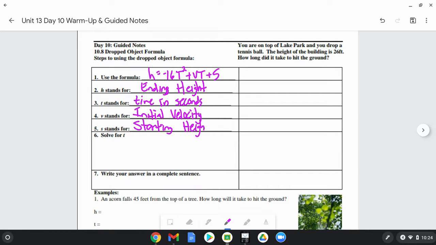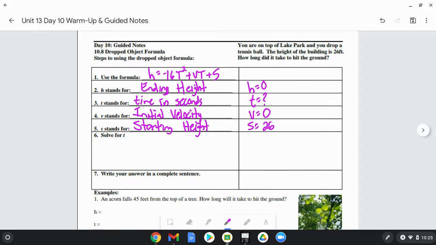So if we take a look at the example in the upper right corner here, it says you're on top of Lake Park and you drop a tennis ball. The height of the building is 26 feet. How long did it take to hit the ground? If we label these pieces, the ground is 0, so my ending height is 0. My time is the one thing it's asking for, so I do not know that yet. My initial velocity is going to be 0 because we're not throwing anything, we're just dropping it. And my starting height was the 26 feet.